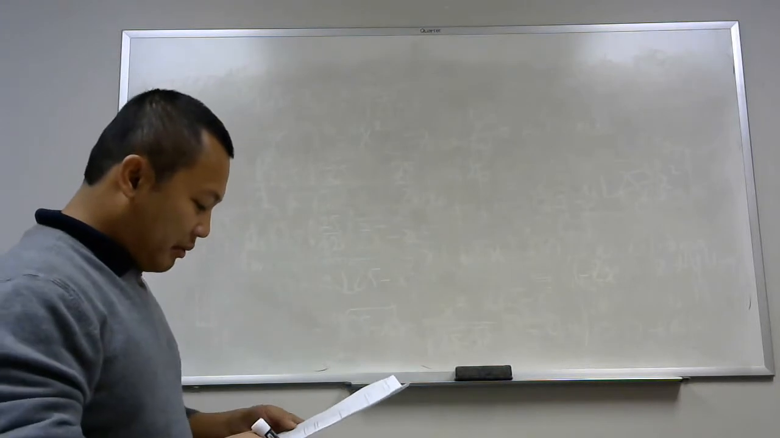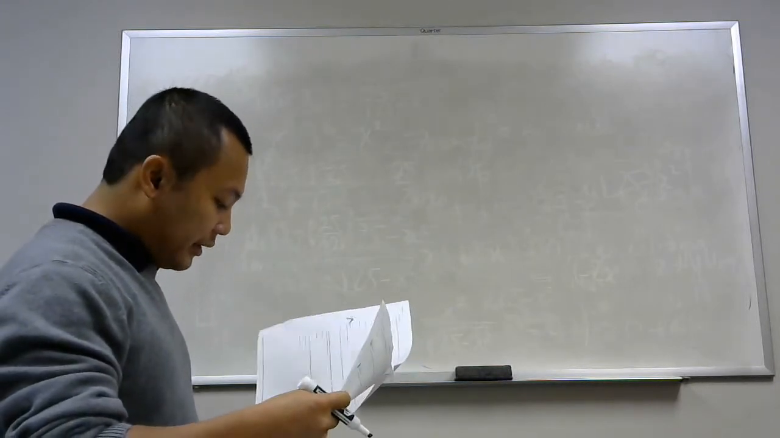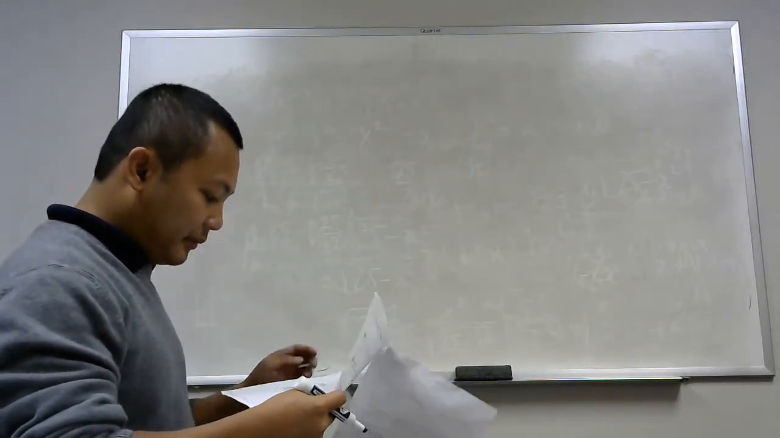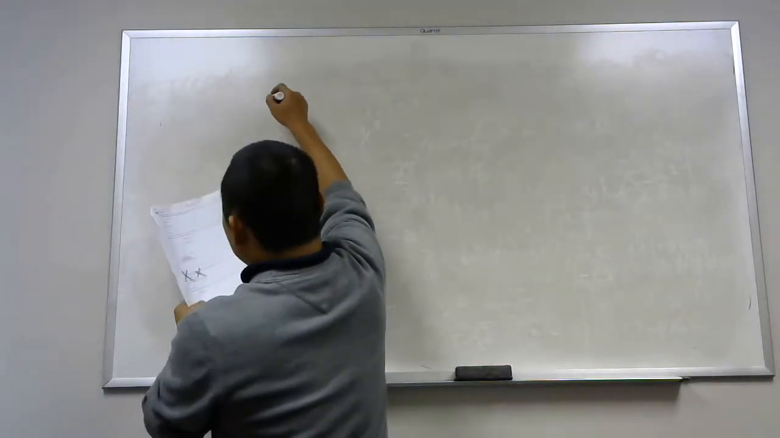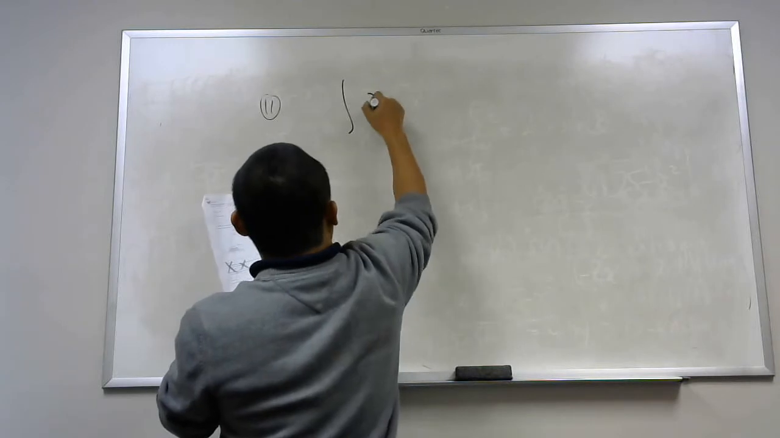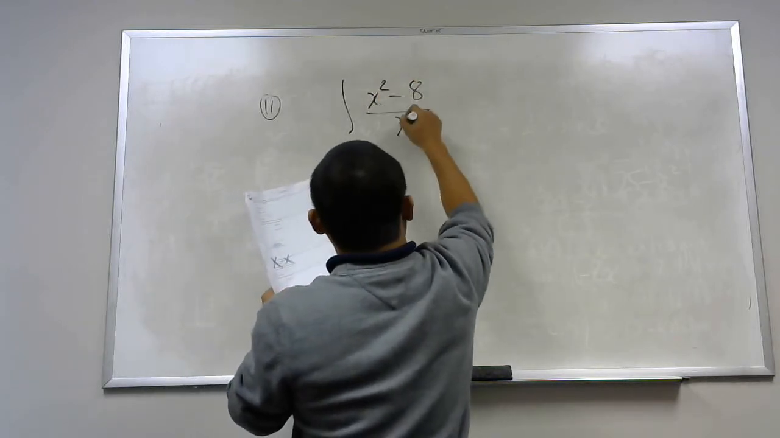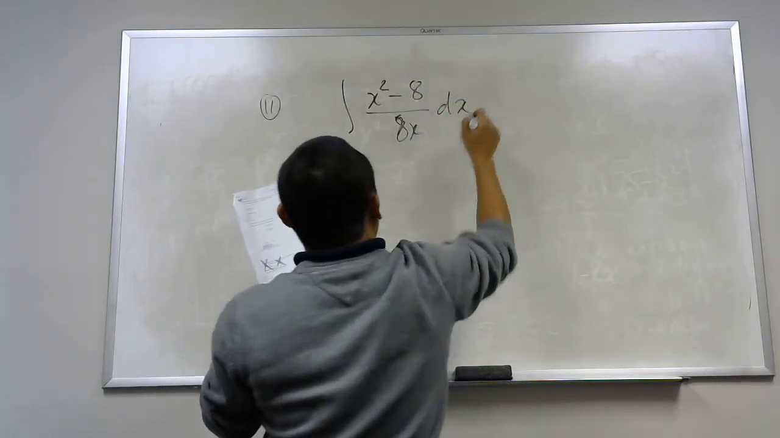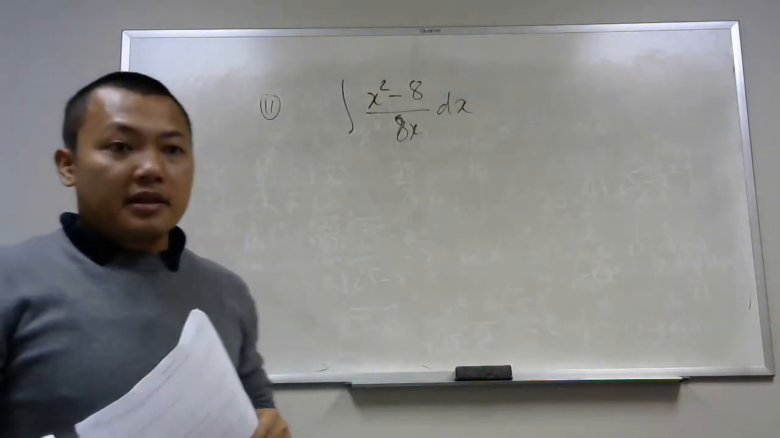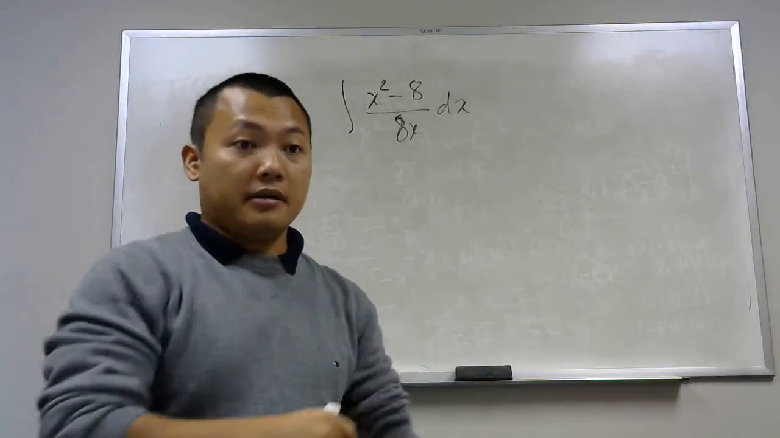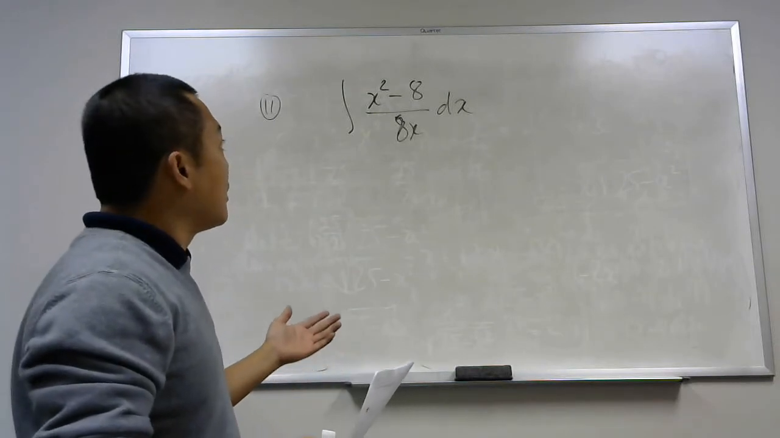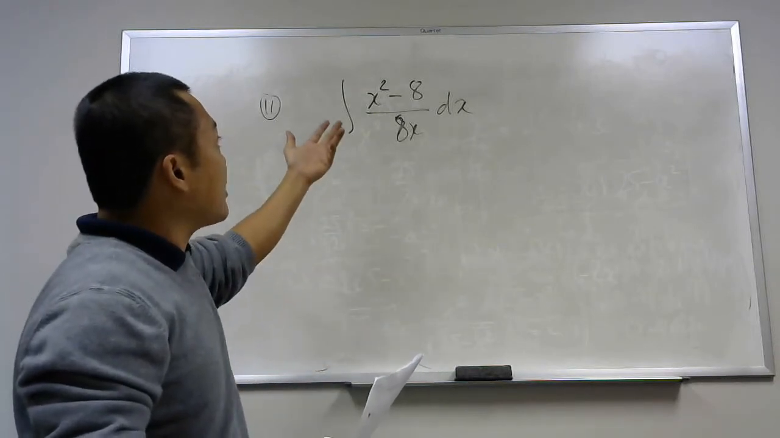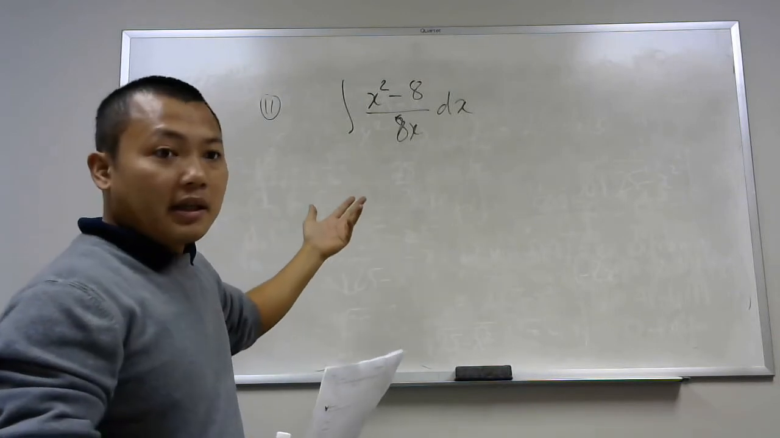So the first problem in integration is 11. Find the definite integral. Yes, this problem is very similar to the first integral today. So what should we do with this? With these guys, we have a rational function. On the top we have x squared minus a, in the bottom we have ax.